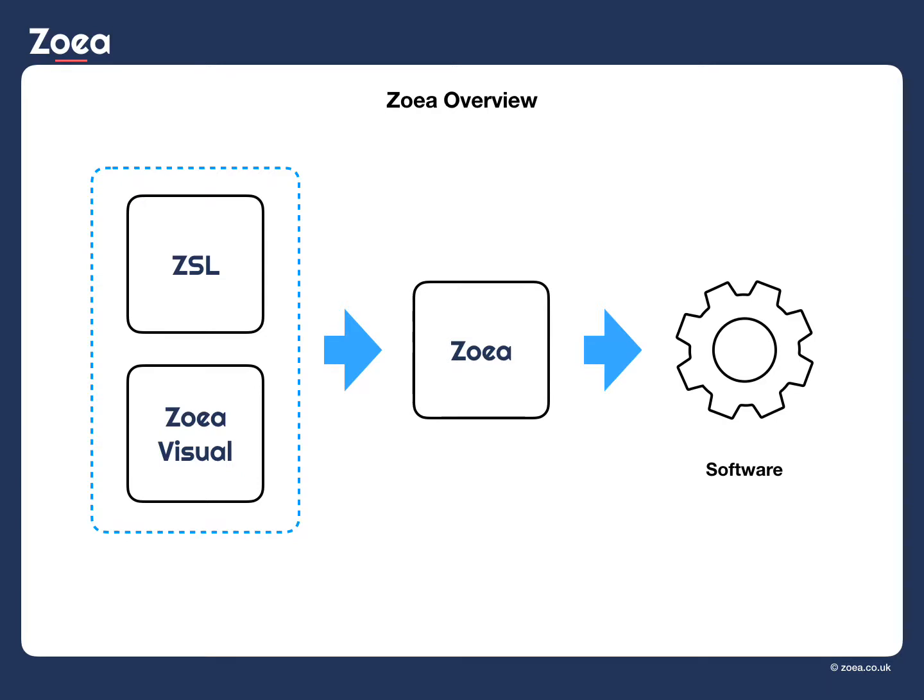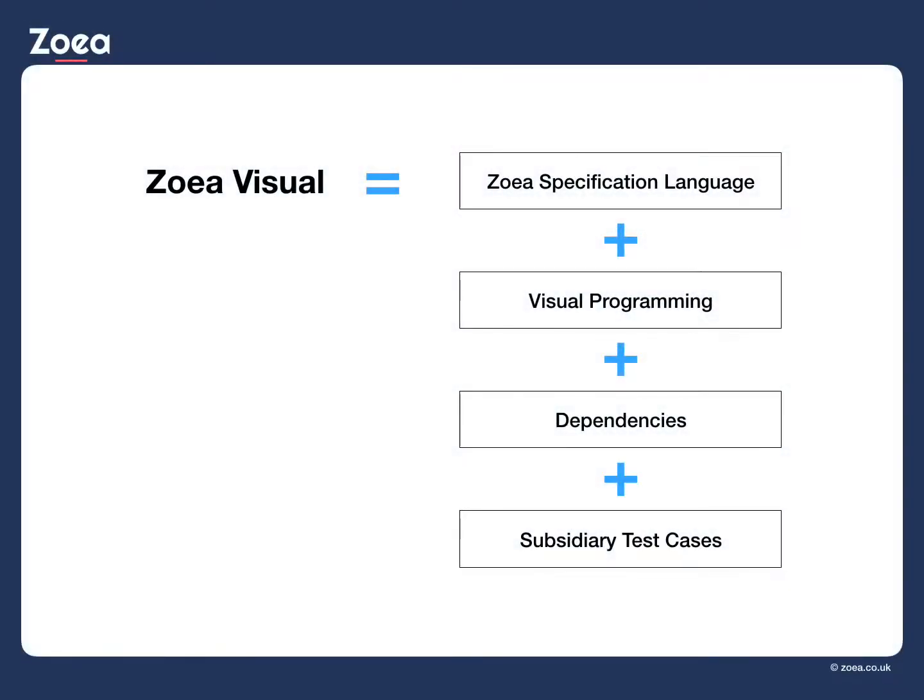Zoea Visual is a simple visual programming language, built on top of the text-based Zoea specification language. Zoea Visual enables users to define Zoea test cases with a simple graphical notation. It also extends the core Zoea language with a number of new concepts. These include dependencies, which allow the user to describe the data flow within test cases, and subsidiary test cases, which make it easier to specify larger and more complex programs.